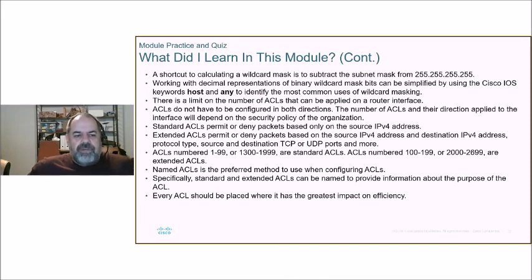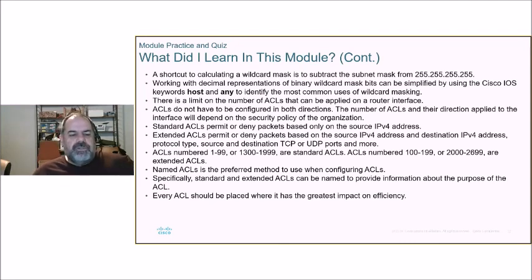ACLs numbered 1 through 99 and 1300 through 1999 are standard ACLs. Those numbered 100 to 199 and 2000 to 2699 are extended ACLs. Named ACLs are preferred because they can be descriptive. Specifically, standard and extended ACLs can be named to provide information about the purpose of the ACL.